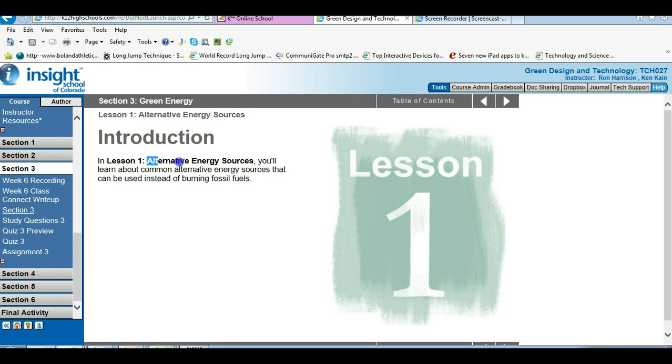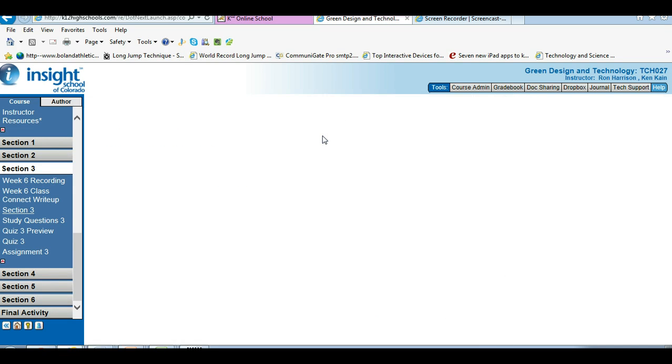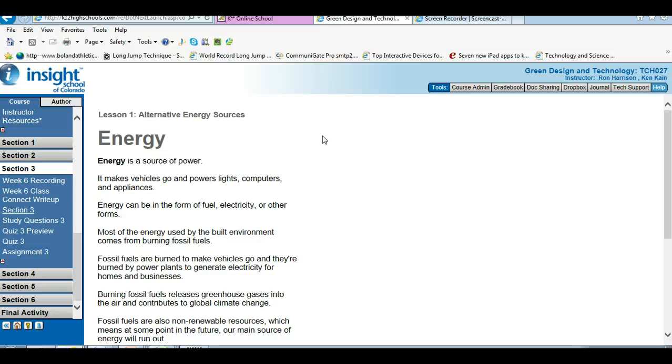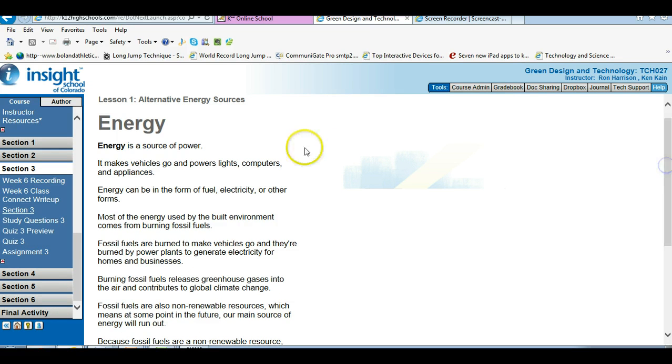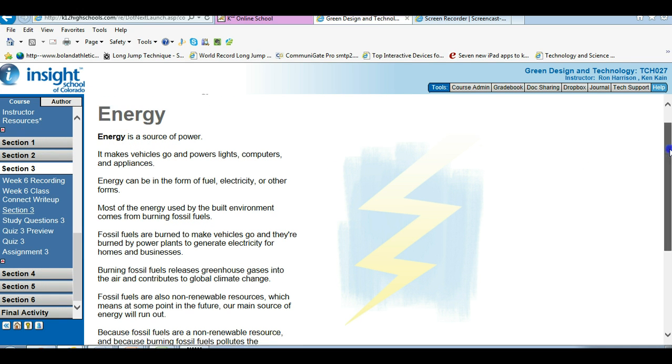In the first lesson, alternative energy sources, we'll look at common energy sources, things that can be used instead of burning fossil fuel. Of course, fossil fuel is burning oil, coal, those types of things. So that's the issue that we want to get to, is what alternatives do we have? Or if we have to stick with those older fuels, how can we make it better? So of course, energy is for power.